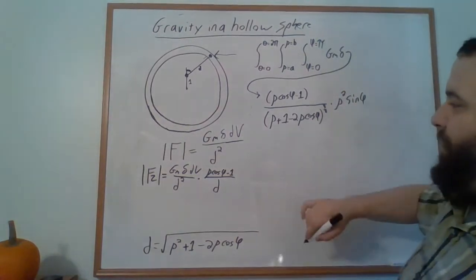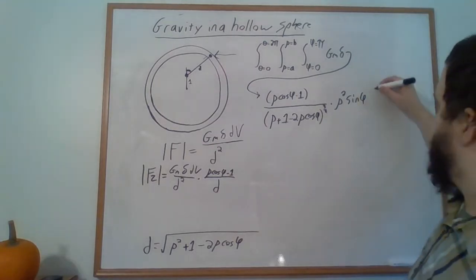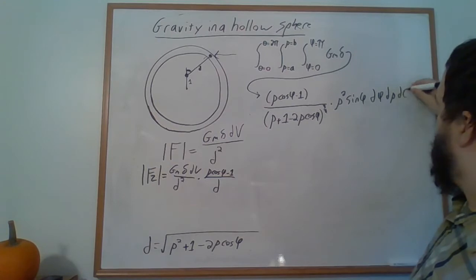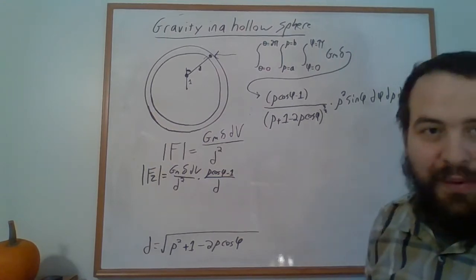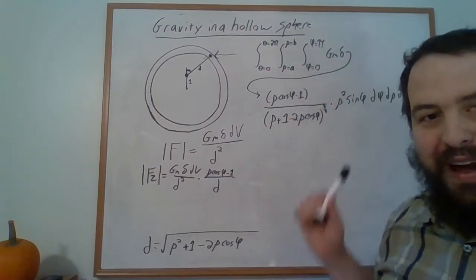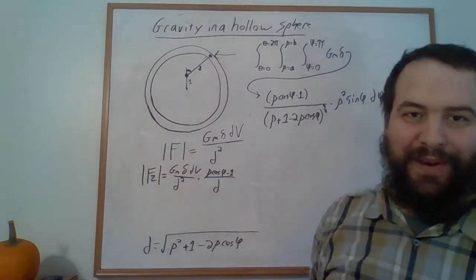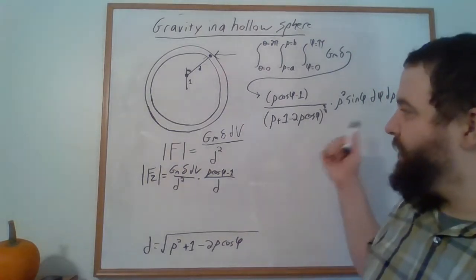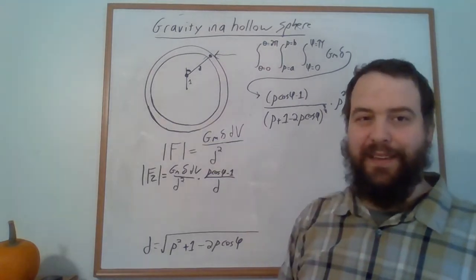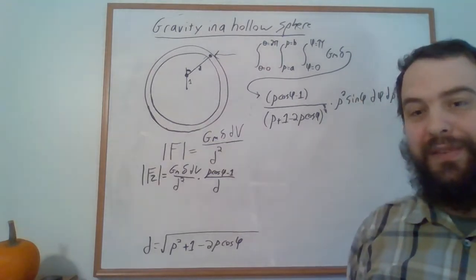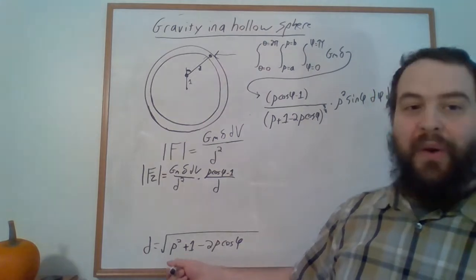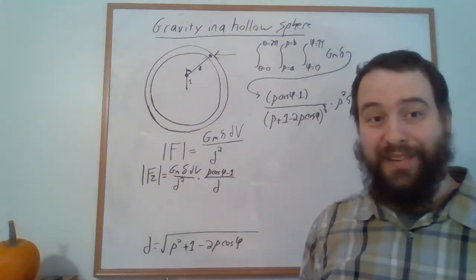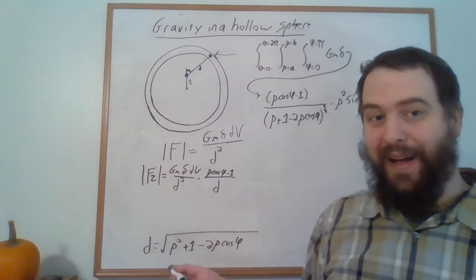And then we have our d phi, d rho, d theta. So this is the integral that we're trying to evaluate here. Oh, it's quite gross. But it turns out that we can actually solve this integral fairly simply using u-substitution. And actually, we already know what our u is. So this works out pretty well.